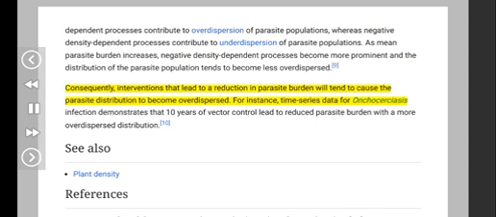Consequently, interventions that lead to a reduction in parasite burden will tend to cause the parasite distribution to become overdispersed. For instance, time series data for onchocerciasis infection demonstrates that 10 years of vector control led to reduced parasite burden with a more overdispersed distribution. 10. See also.